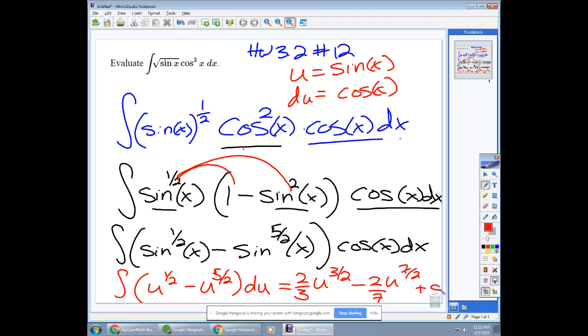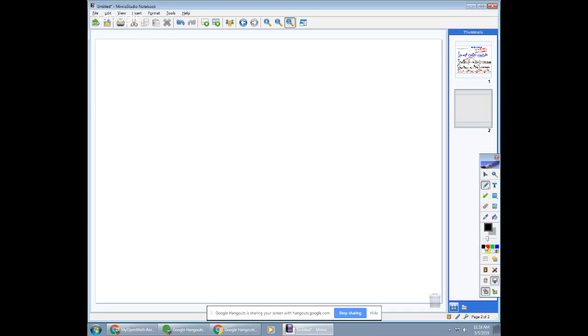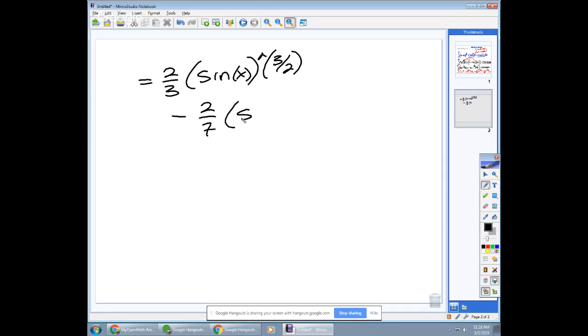So the way I would express the answer would be 2/3 parentheses sine of x, close parentheses, raised to the power 3/2 minus 2/7 parentheses sine of x, close parentheses, raised to the power 7/2, and then plus c. So I think that's the safest way to type it in my OpenMath.